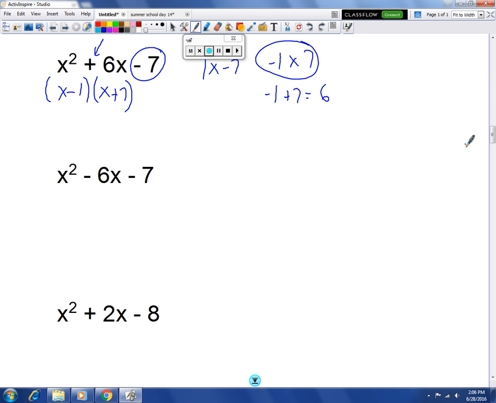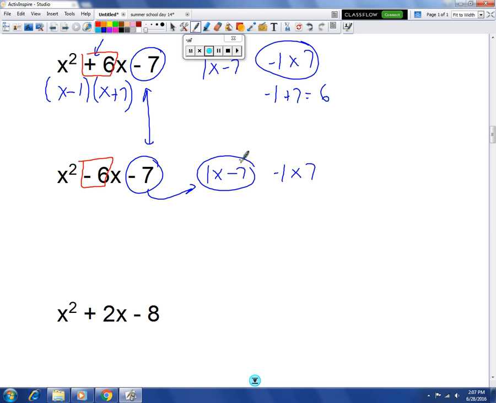Let's see, scroll down. Again, you'll see the pattern. I got a negative 7. This one I had a positive 6. This one I have a negative 6. This is a very good way to learn math. If I go back to very basics, negative 7: 1 times a negative 7, negative 1 times positive 7. You don't have to write it. Just think of it. This time I'm going to use this pair because they add up to a negative 6. So x plus 1, x minus 7 are your factors.